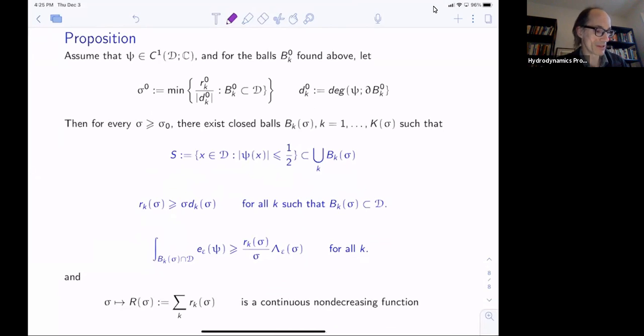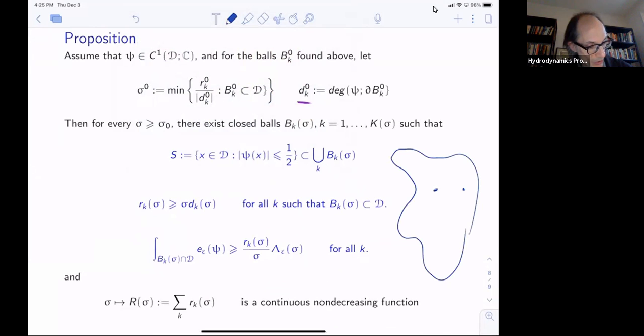For each one of them, there's a degree, because, I'll draw my picture again, my beloved picture. So here the function is small, and then there are these balls covering it. Because the balls cover the set where the function is less than or equal to half, on the boundary of the balls the function is certainly greater than or equal to half, and therefore the degree is well defined. And so we assign a degree to each such ball.